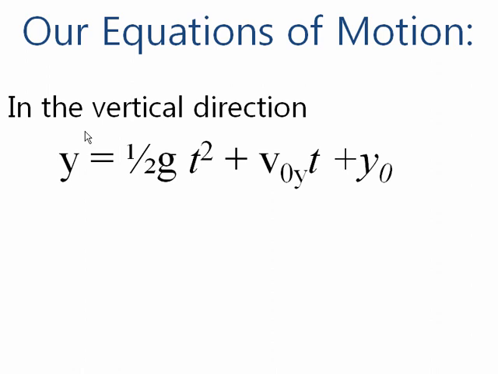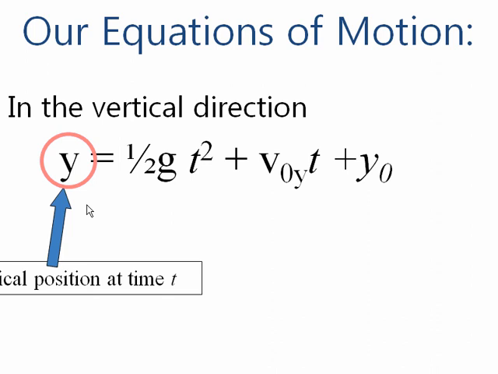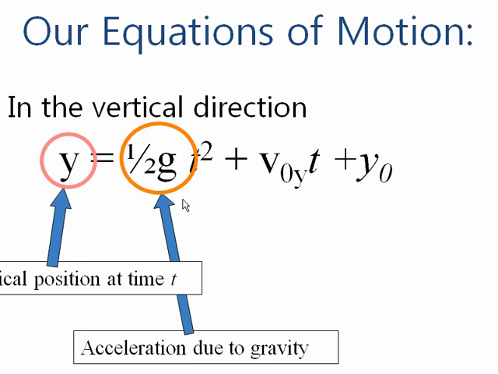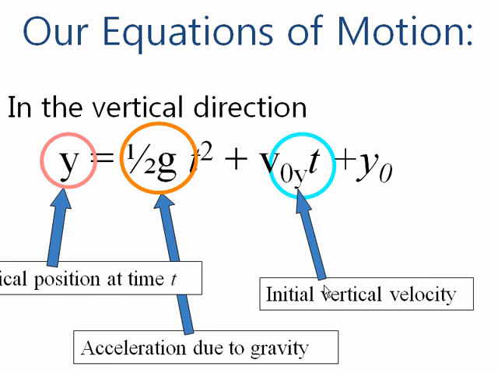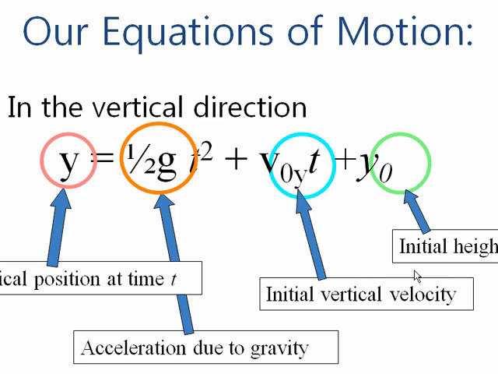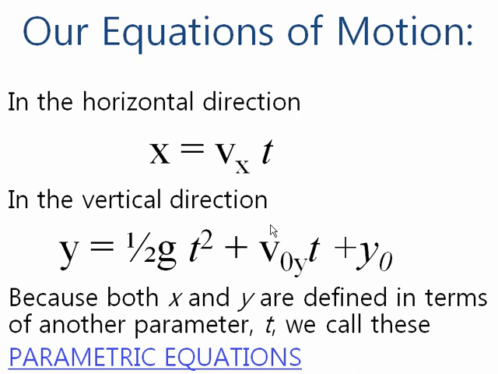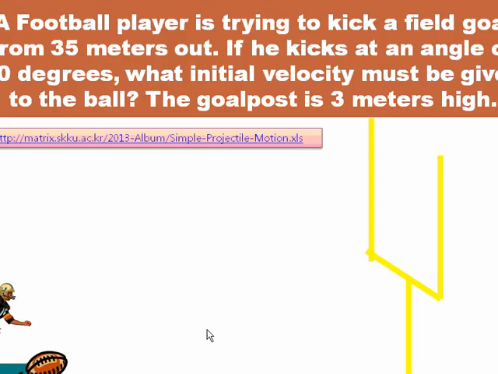What about the vertical direction? How does it change? This y, the vertical position at time t, can be obtained by adding the acceleration times the time, so this acceleration due to gravity, and the initial vertical velocity, so you throw it, and the initial height. With the addition of those factors, that will decide the position of the object on the y-axis as time changes. So combining those two formulas gives us the parametric equations like this.